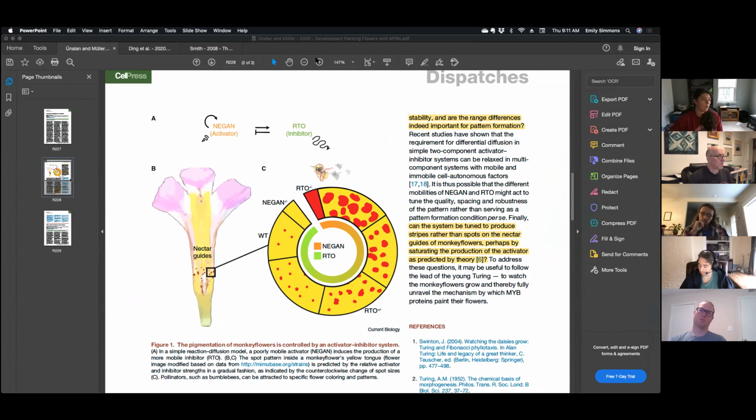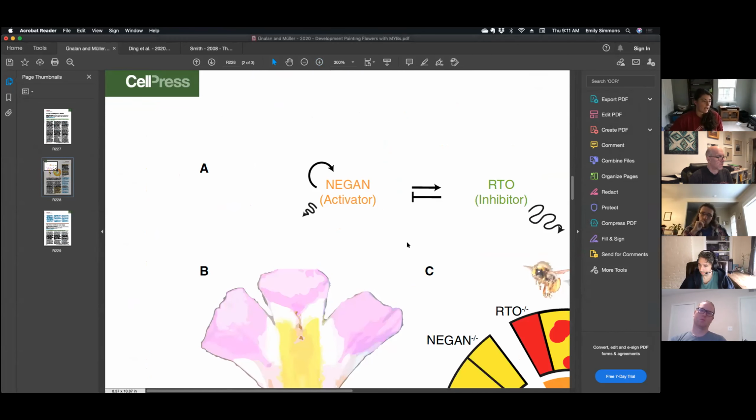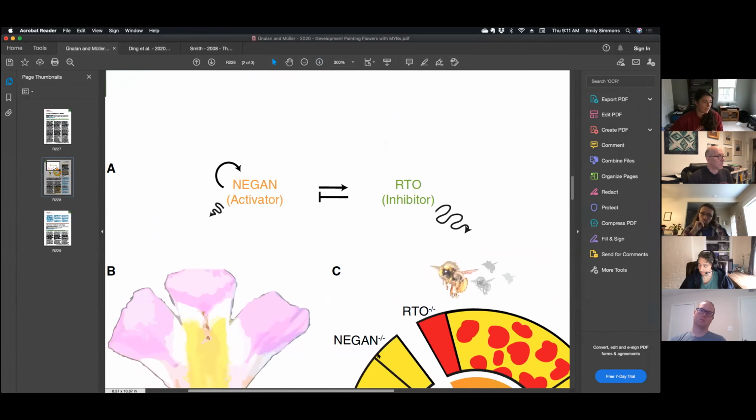So if we look at part A of this figure, this is the way a lot of biologists will represent a reaction diffusion type network or system, where you have the activator on one side and the inhibitor on the other, and you have these arrows. You saw that was actually how I represented it in my prospectus talk as well. And in some ways it's useful, but in a lot of ways it fails.